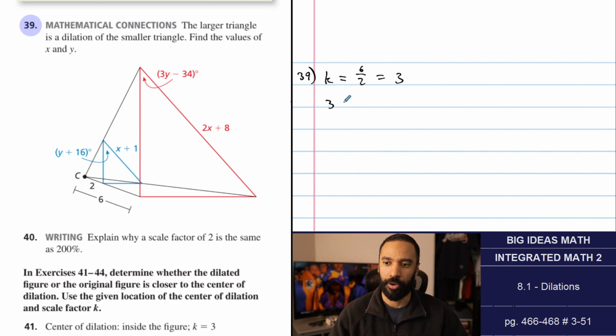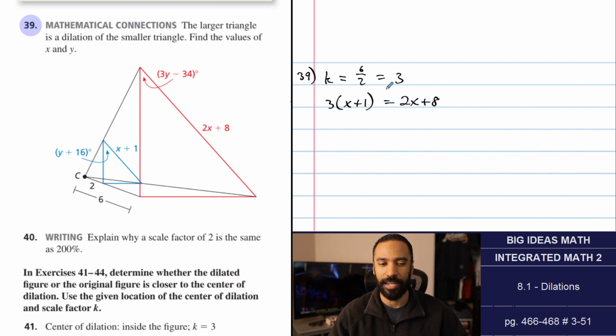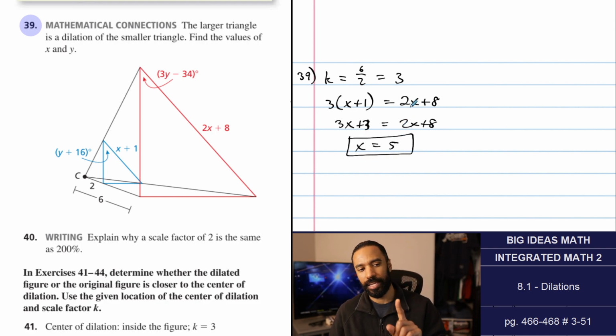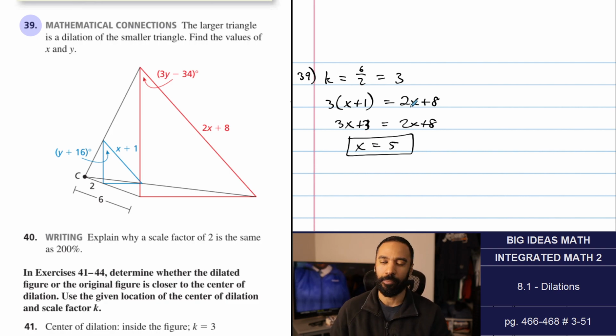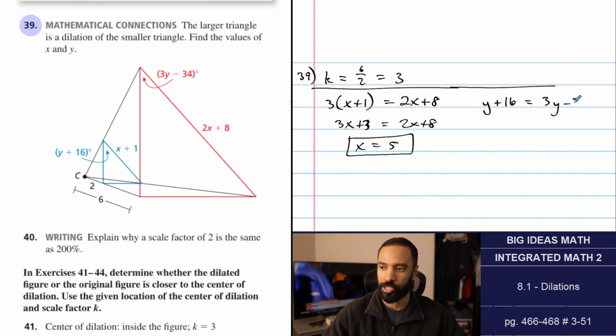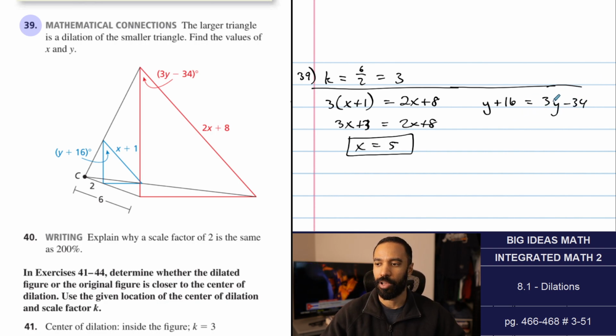This means if I triple my x plus 1 length, I will get my 2x plus 8 length. So 3x plus 3 equals 2x plus 8, or subtract 2 and subtract 3, x equals 5. That's the value of x. Now, y is not going to get tripled. Y is an angle measure. Angle measures are preserved. The scale factor has nothing to do with y whatsoever. You just set these equal. Y plus 16 equals 3y minus 34. They are corresponding parts. They will have congruent angles.